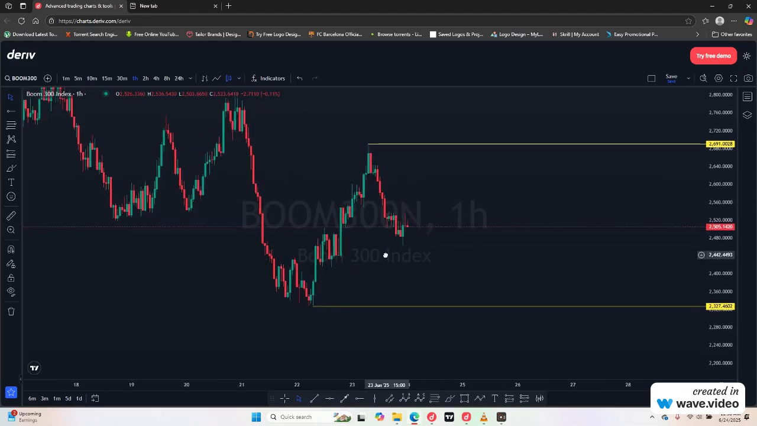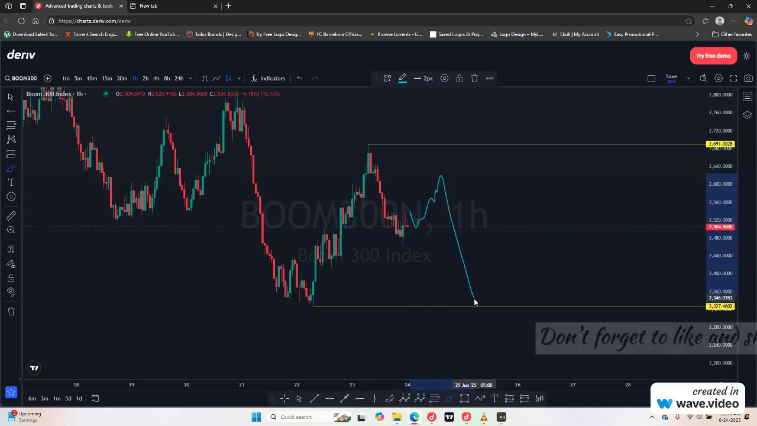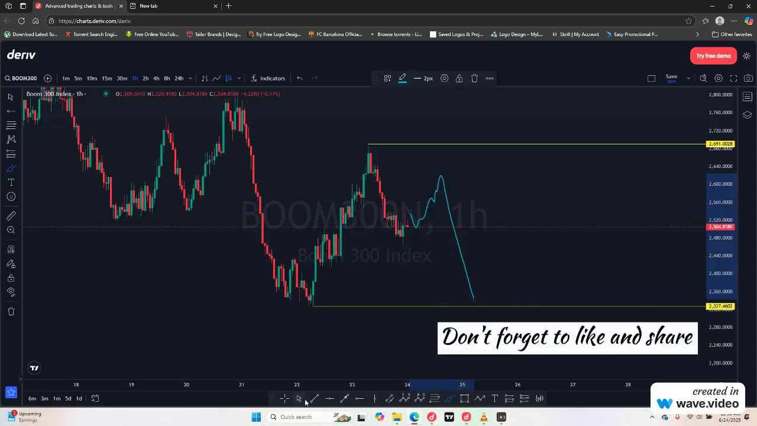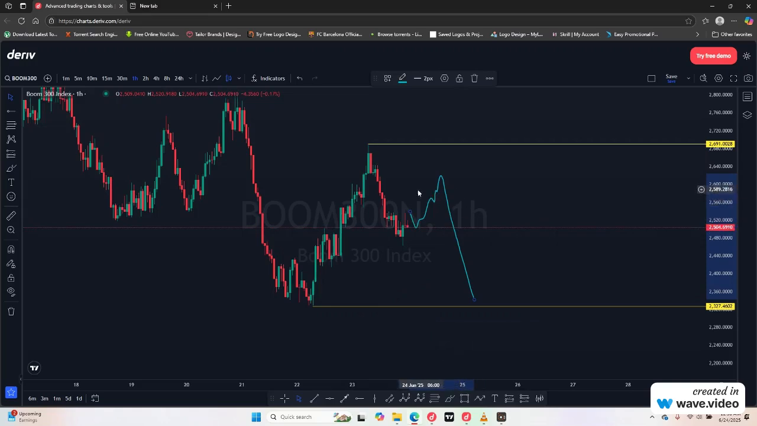So what are our expectations on the Boom 300 index? We're expecting a corrective pattern. Let the market correct, something like this. Let's give a correction to around this area, then we capitalize for a drop to this low. So this is how we are waiting when we are expecting this to form for us.